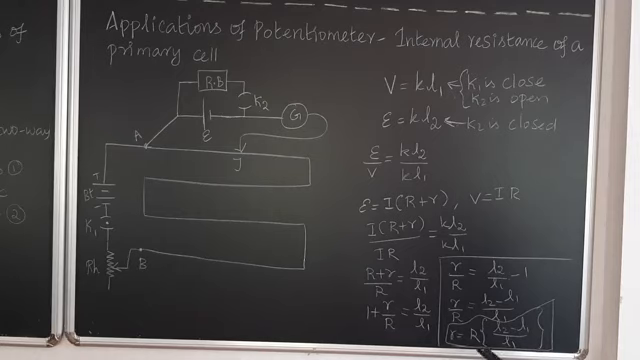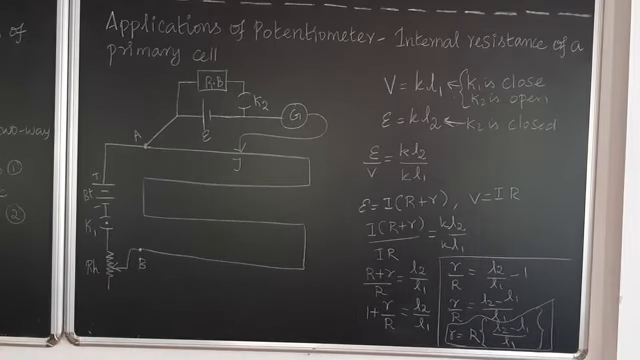R is the resistance value we set in that high resistance box, L2 is the null length when key K2 is closed, and L1 is when key K1 alone is closed. So from that we can identify the internal resistance of that primary cell.